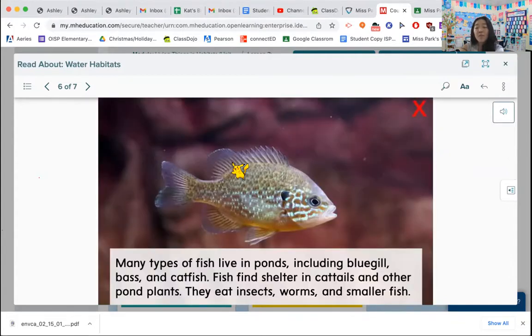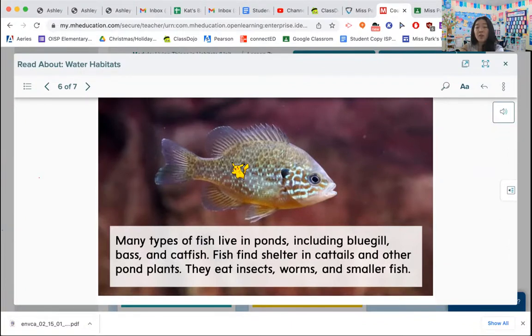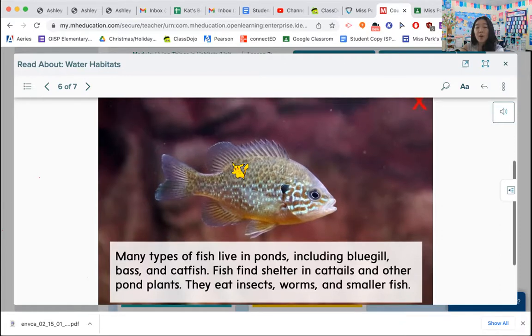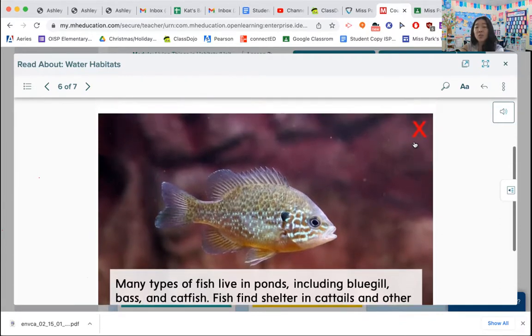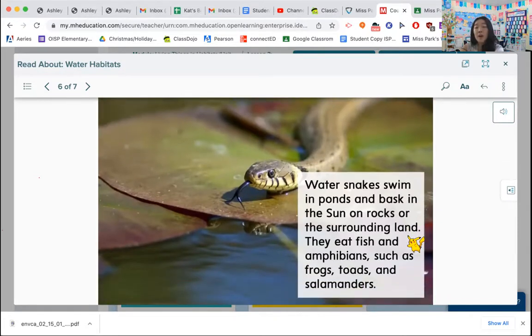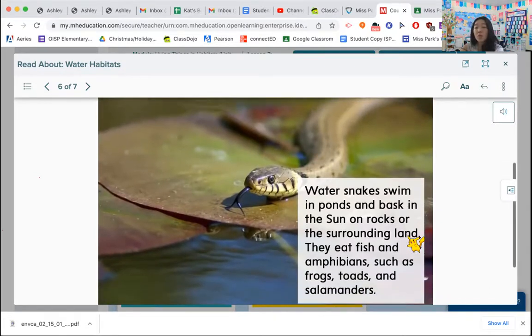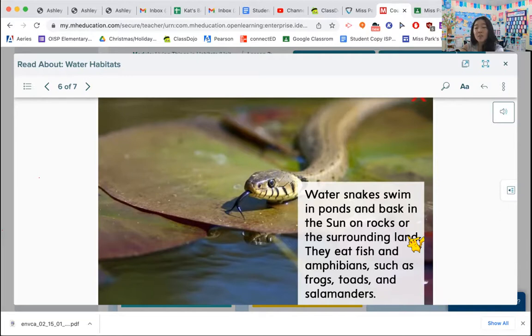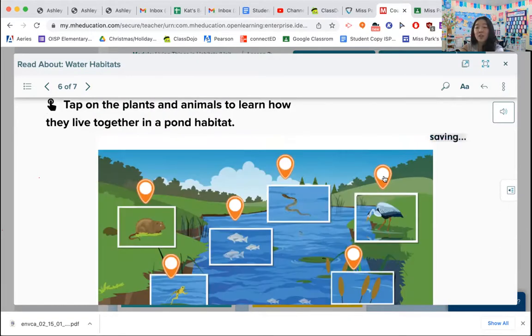We have many types of fish that live in ponds, including bluegill, bass, and catfish. Fish find shelter in cattails and other pond plants. They eat insects, worms, and smaller fish. We have water snakes. They swim in ponds and bask in the sun on rocks or the surrounding land. They eat fish and amphibians such as frogs, toads, and salamanders.